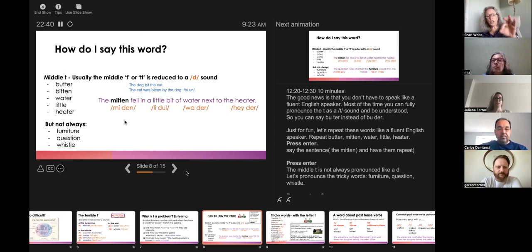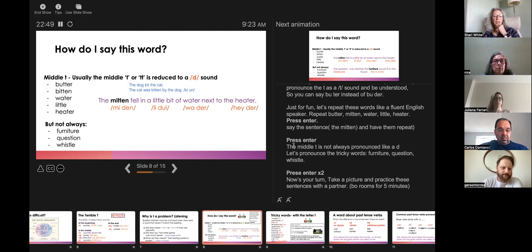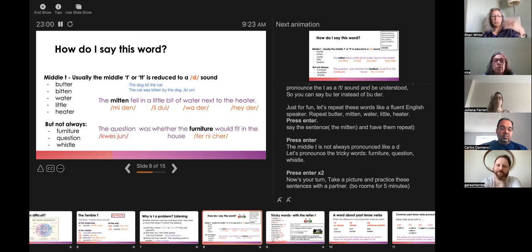Okay, and sometimes the T sound is not pronounced like a D. So let's try this. Furniture. Question. Whistle. For example, the question was whether the furniture would fit in the house. The question was whether the furniture would fit in the house.